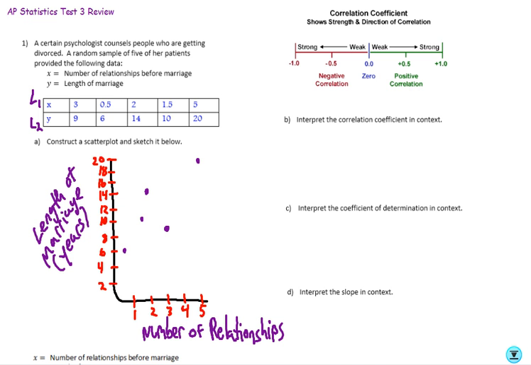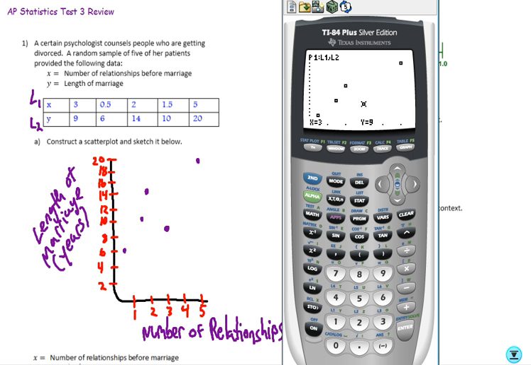Let me compare that to what the calculator did. And we could see that there's a fairly good connection between the two. So there's my picture of what's happening. What it looks like is that the numbers are going up. So what it seems to be is that the more relationships you have before you got married, the longer your marriage will last, or at least that's what this is.